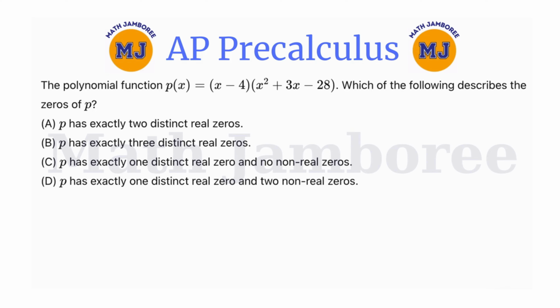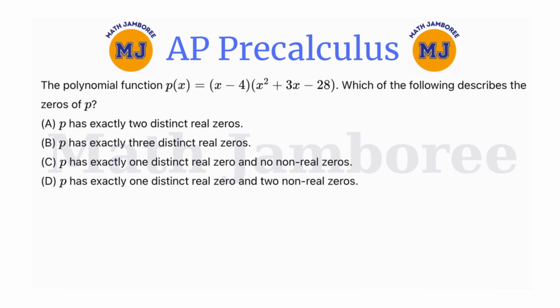Here is the question. The polynomial function p of x equals (x minus 4) times (x squared plus 3x minus 28). Which of the following describes the zeros of p? So we are asked to figure out what the zeros of this polynomial are. So let's break it down together.